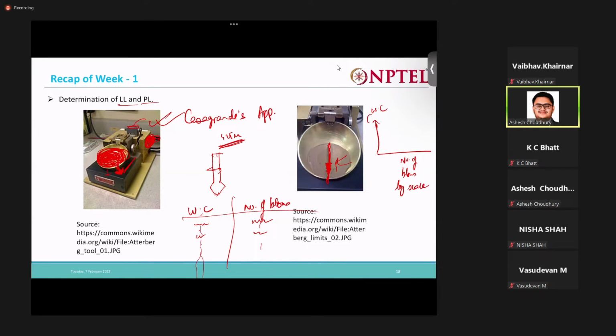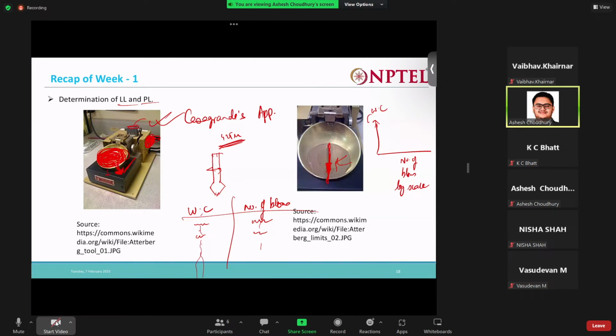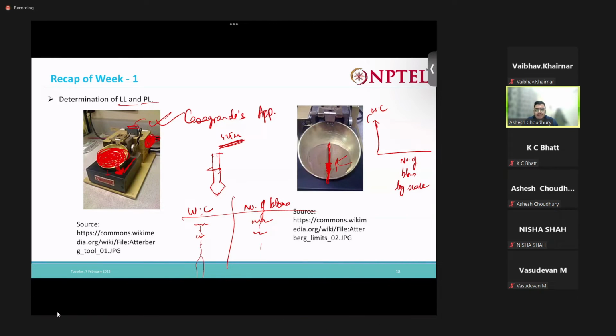So what will happen? It is very intuitive, right? If the water content is high, obviously the number of blows required will be less, because the soil mass will be more flowy. So we will get some points here, and if we join these points we will get a straight line.